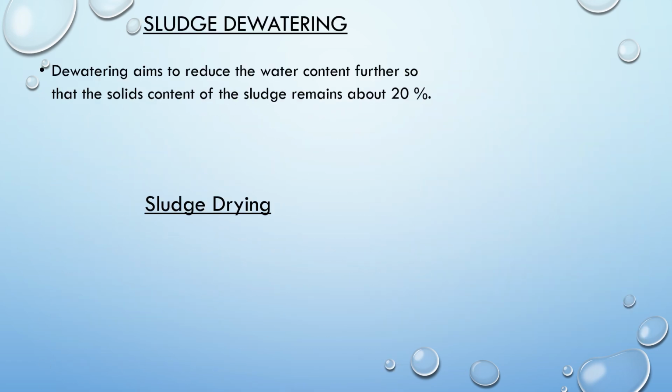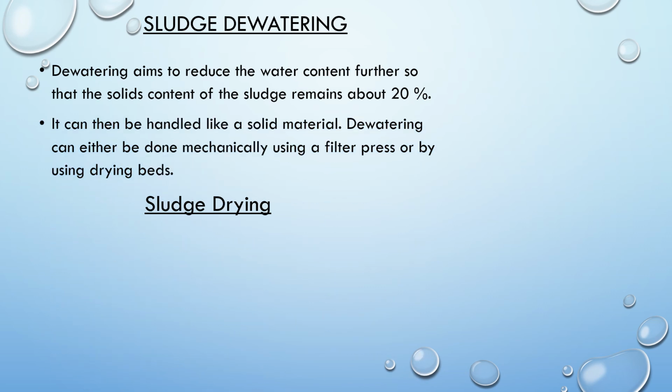Sludge dewatering. Actually, dewatering aims to reduce the water content further so that the solid content of the sludge reaches 20%. It can then be handled like a solid material. Dewatering can either be done mechanically using a filter press or by using drying beds.